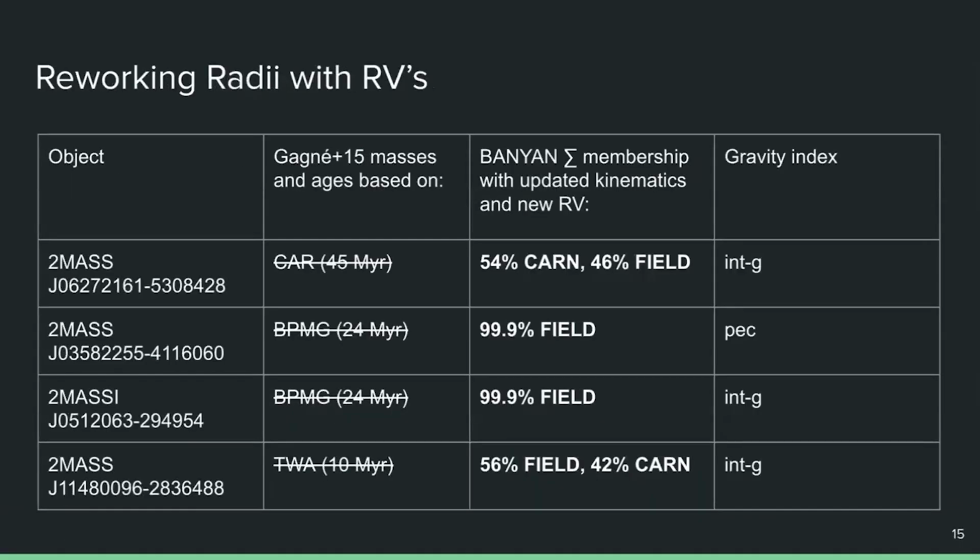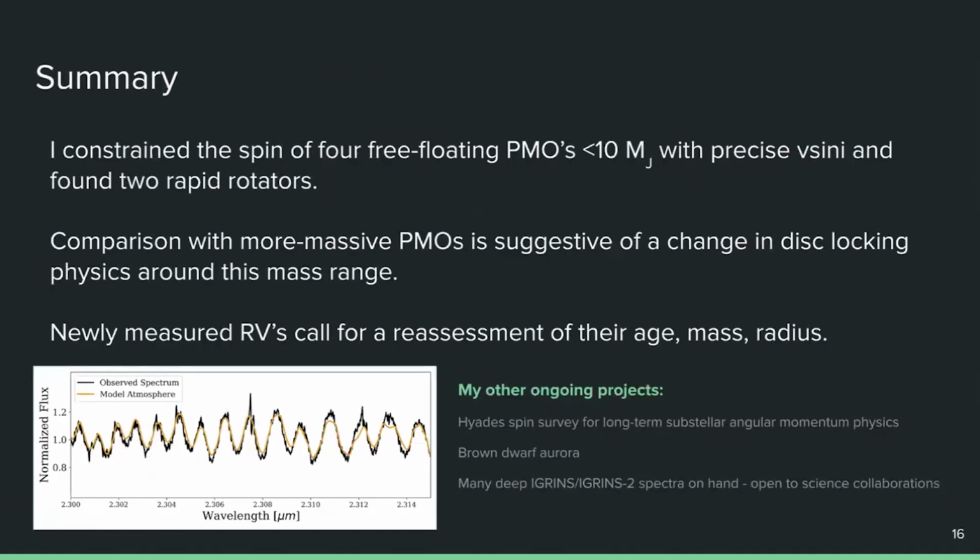So I went through that very quickly, so we will have some time for questions. This is my summary slide. I measured 4 free-floating PMOs to get their V sin i rotation speeds. I found that 2 are very rapid rotators, which is statistically unlikely. Comparing these 4 objects and the now 13 known objects to the 10 to 20 Jupiter mass bin is suggestive that there is a transition in disk locking physics and we are finding systematically faster rotators. I'm continuing to work on what these new RVs and kinematics say for ages and radii.